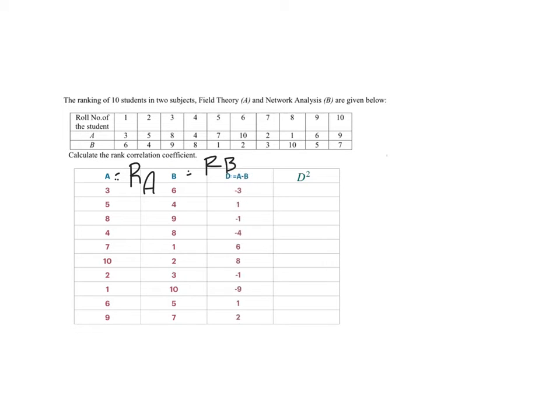So 3 minus 6 is minus 3, 5 minus 4 is 1, 8 minus 9 is minus 1, 4 minus 8 is minus 4, 7 minus 1 is 6, 10 minus 2 is 8, 2 minus 3 is minus 1, 1 minus 10 is minus 9, 6 minus 5 is 1, 9 minus 7 is 2. Then we have to square these. Minus 3 square is 9, 1 square is 1, minus 1 square is 1, minus 4 square is 16, 6 square is 36. Likewise, we square all the values and add them all.